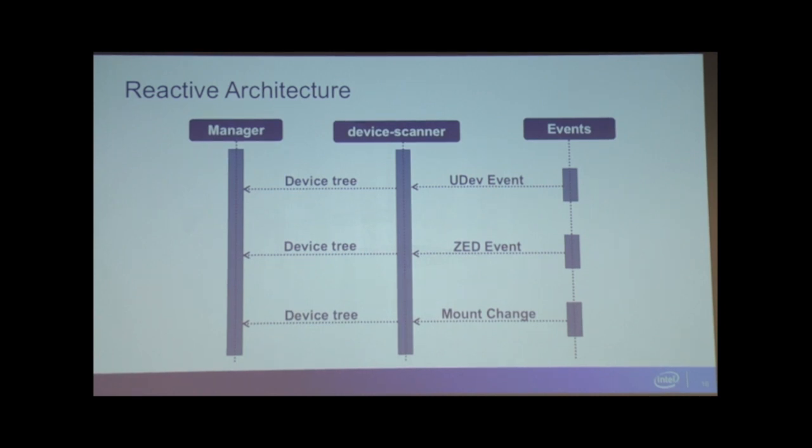In 4.1, we're moving to a reactive architecture instead of the manager polling. Instead, we listen to events from udev, ZED, and findmnt as well. Whenever any of those emit into our device scanner process, we munge all that data together to build up a coherent view of devices on your server and emit that as a unified device tree.